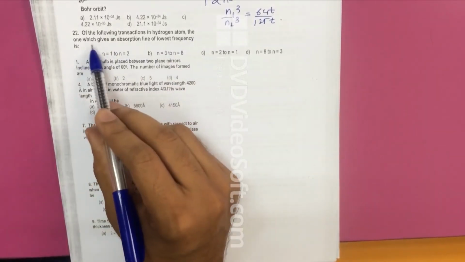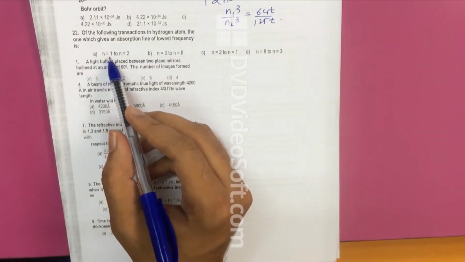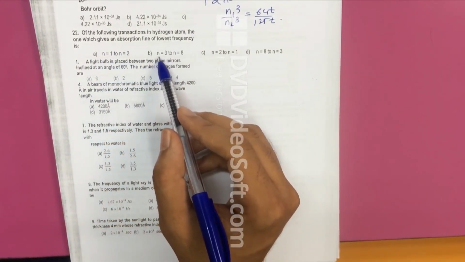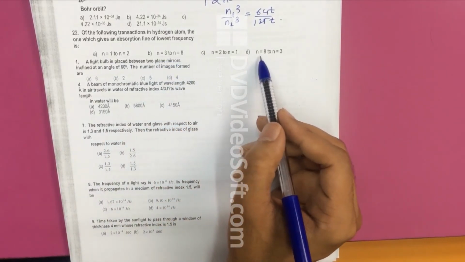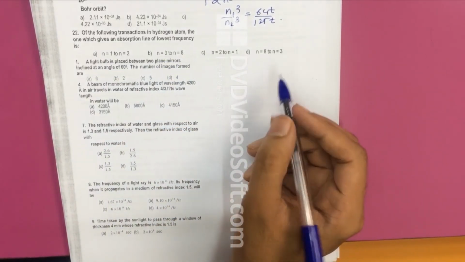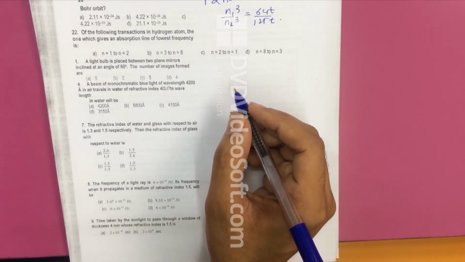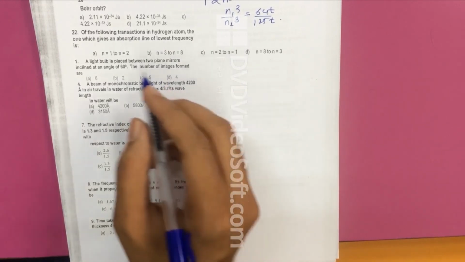Of the following transitions in hydrogen atom, the one which gives an absorption line of lowest frequency is: option A is n equals 1 to n equals 2. Option B is n equals 3 to n equals 8. Option C is n equals 2 to n equals 1. And option D is n equals 8 to n equals 3. Now E is equal to h nu. E should be minimum, then frequency is minimum. Energy would be minimum when it is moving from n equals 1 to n equals 2. So option A would be your correct answer.